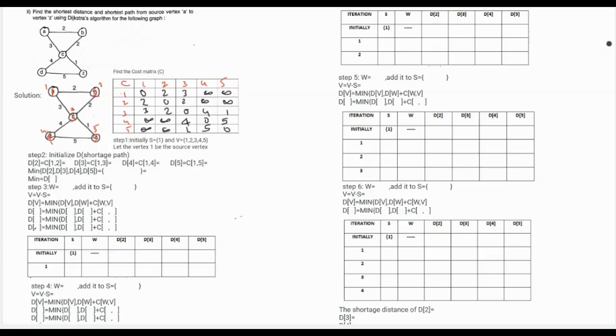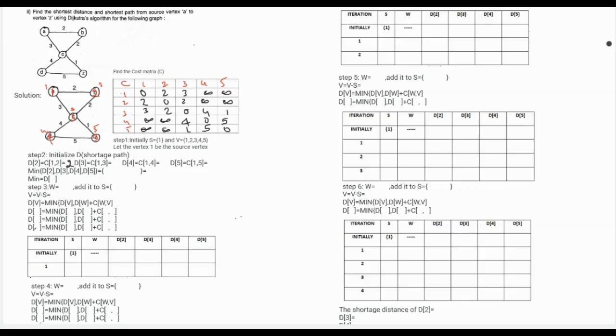Now step 1 is initializing S with the source vertex 1. V will be 1, 2, 3, 4, 5. Let us take vertex 1 as the source vertex. So now initializing D, the shortest path. D2 will be C1 of 2, meaning first row, second column, so the value is 2.